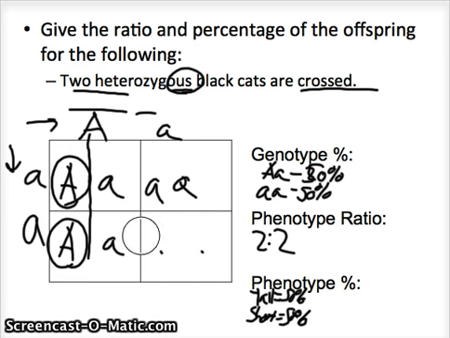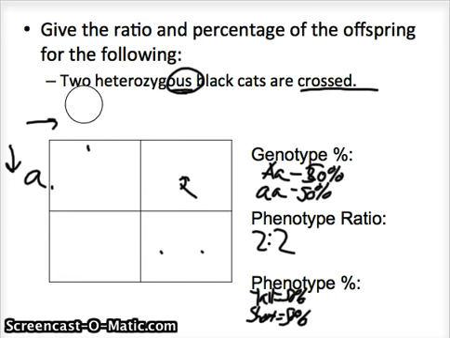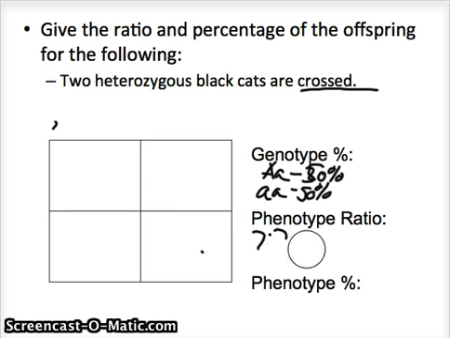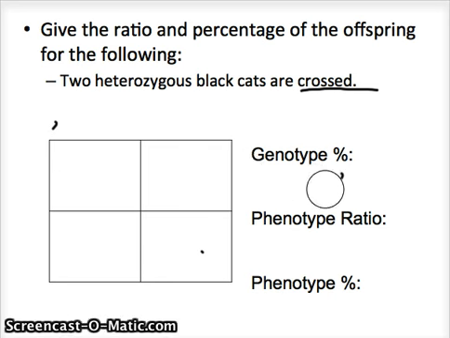Alright, here's another example. Now we have two heterozygous black cats. We're going to try to figure out the phenotypes and genotypes of their kittens, if they would have babies. So heterozygous, remember, is big, little.